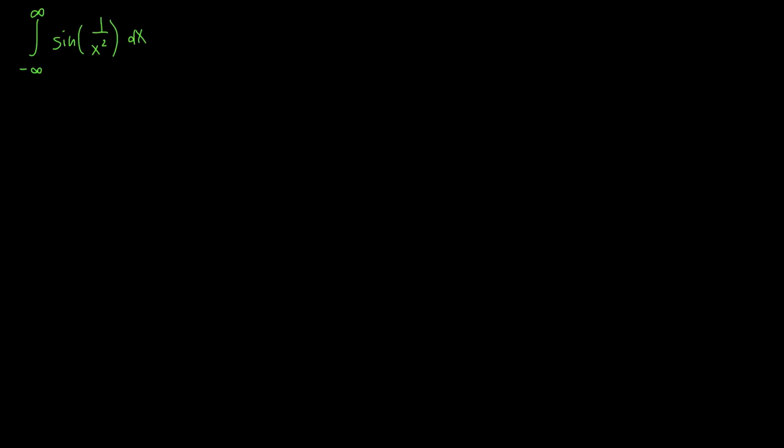Today we'll be doing the integral from minus infinity to infinity of the sine of 1 over x squared dx. And to start off, we could rewrite the integral. Since the integrand is even, we have twice the integral from 0 to infinity of the sine of 1 over x squared dx. And from here we will use integration by parts.